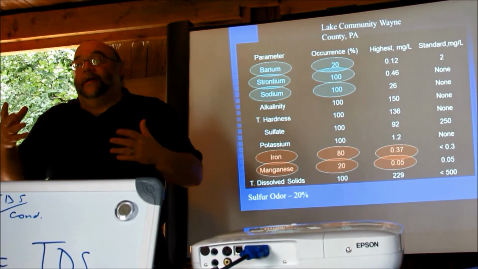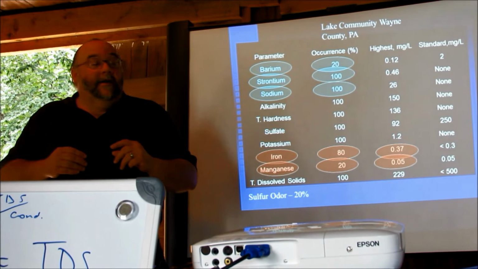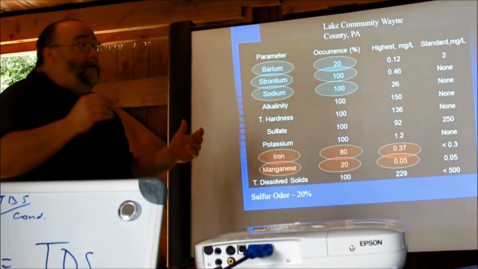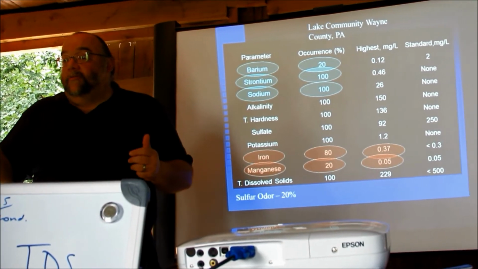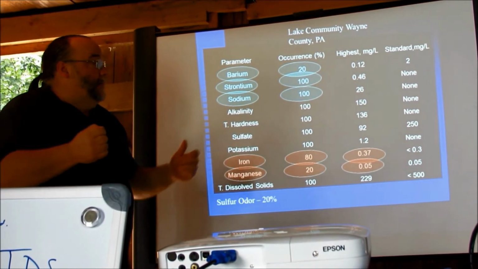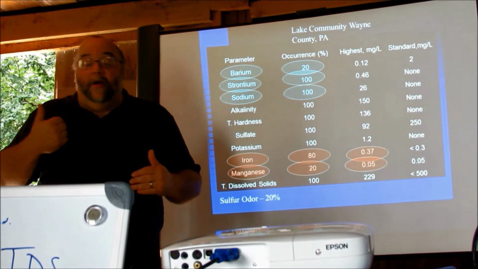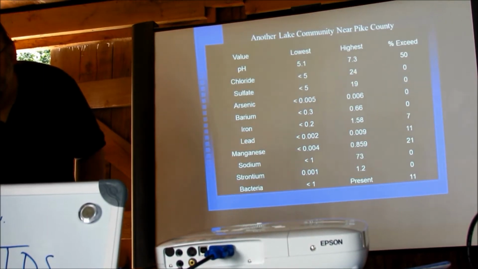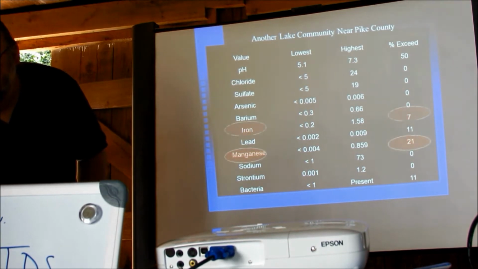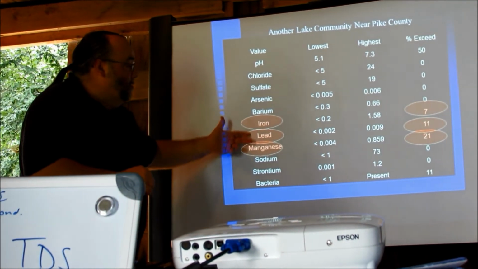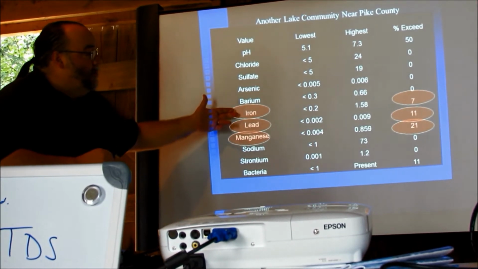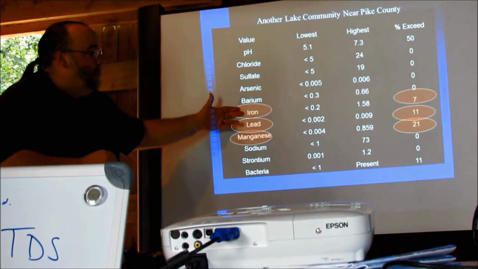So we're trying to get people to realize that some of this does occur naturally, either coming out of the rocks themselves, or because we have a slight influence of saline water in that area. So we're trying to make people aware of what those things are. We did another lake community in the same area, more towards Pike County, and this was the percent occurrence of what we're seeing.